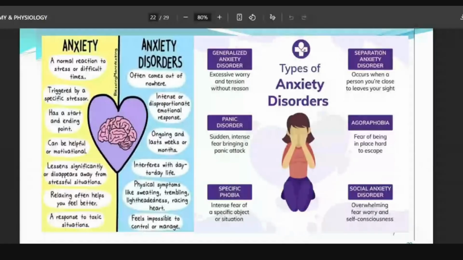But in case of anxiety disorder, what happens? Even a very, very small trigger can be a big thing for them. Okay.